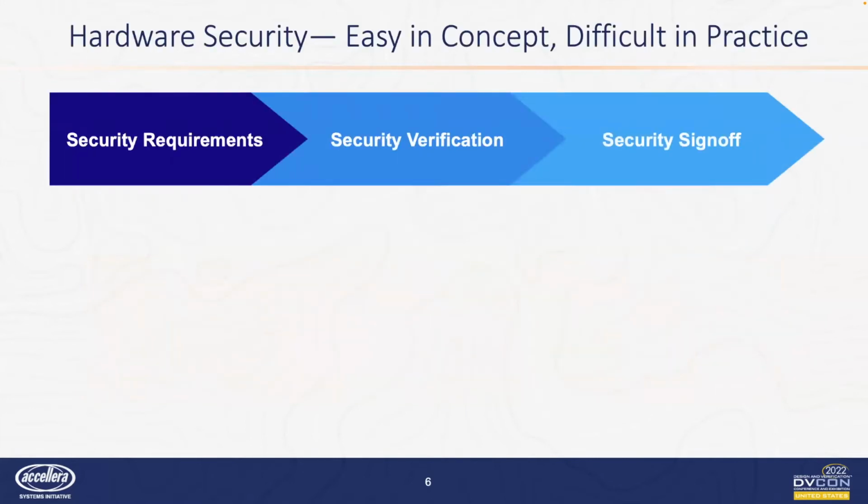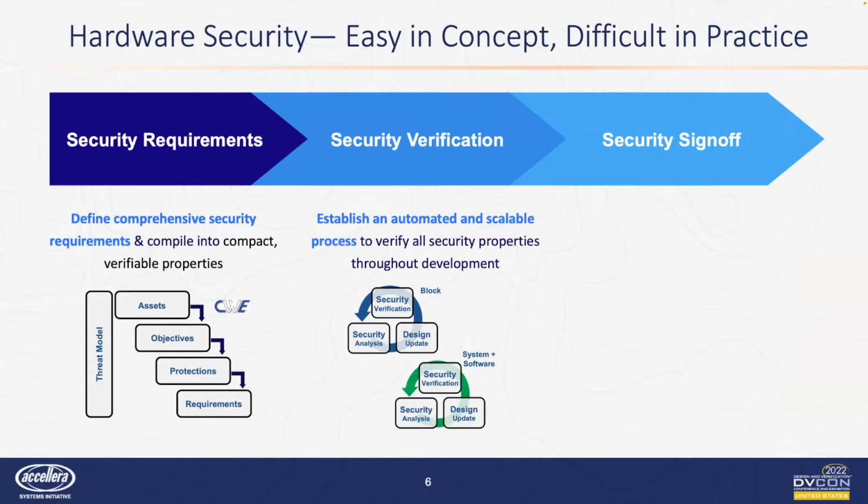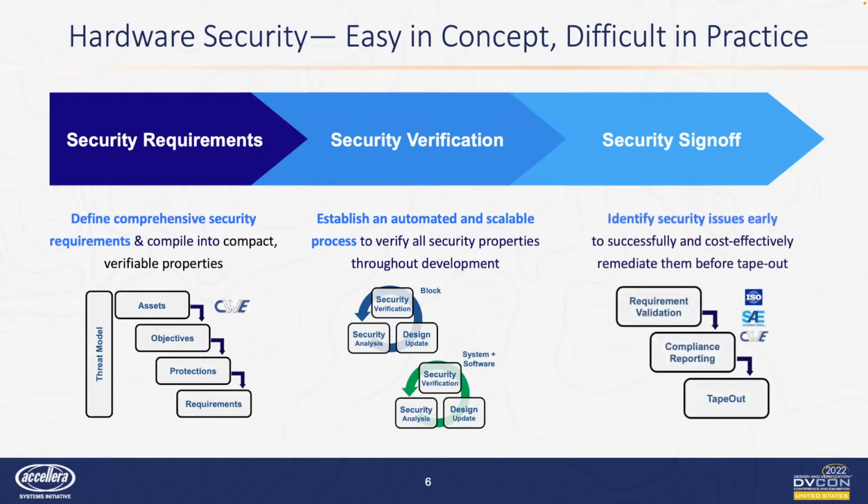While the concept of hardware security is easy, there are several challenges when implementing it in practice. The first challenge is to define and agree on security requirements for the system and communicating them among stakeholders. The second challenge is to translate security requirements to verifiable properties and apply them in an automated and scalable way during development. Thirdly, to identify security issues early, debug and remediate them before tape out to ensure requirements are validated.